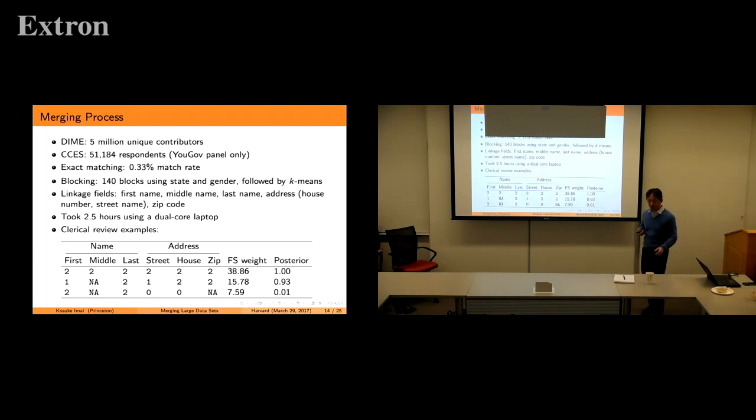Is there some way of encoding an ordering in terms of how much error there's likely to be in the different variables? Like, we might think that middle name has a lot of measurement error. Right, so that gets automatically adjusted in the data. But what we might not capture is that some names are more common than others. So if you have a first name like John, you might be more likely to be falsely matched.